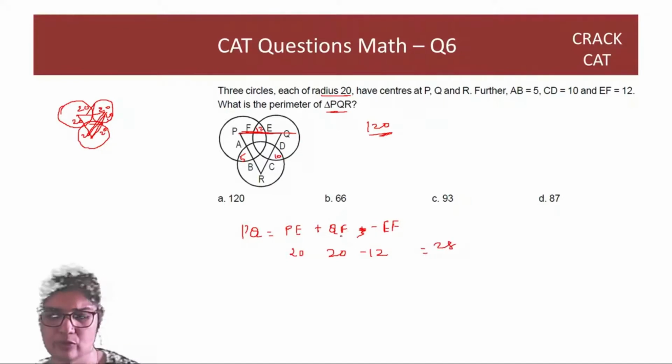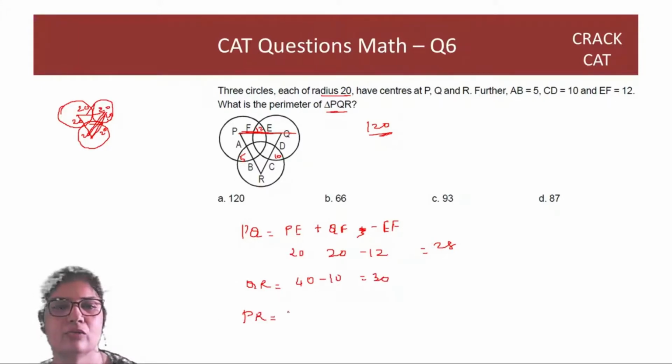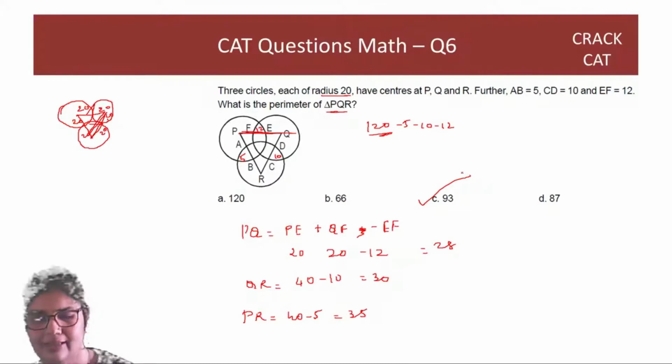So individually you could find each of these very easily, like this: QR is equal to 40 minus 10, which is 30, and PR is equal to 40 minus 5, which is 35. So individually you could do all this, or you could straight away just subtract these 3 numbers, 5, 10 and 12, which is 27, from 120. So the answer is 93.